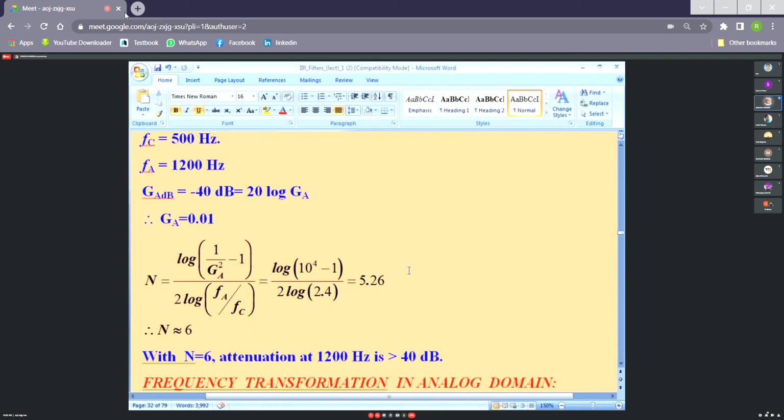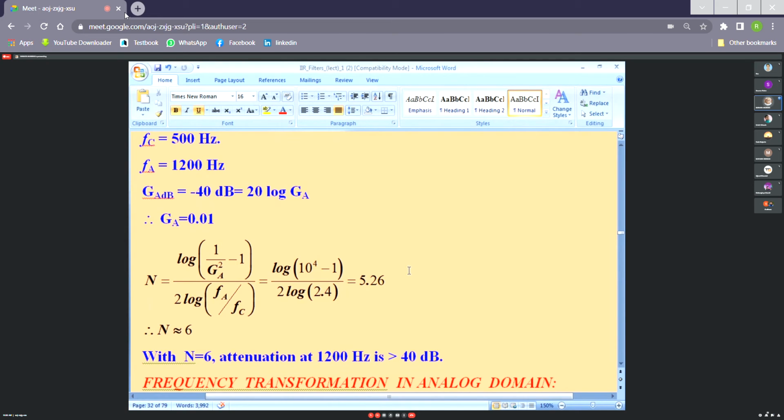Do not round off n to a value of 5. The value of n must be an integer value, isn't it? If, instead of 5.26, you consider it as 6, then the attenuation at that frequency 1200 Hz will be more than 40 dB. So the requirement of having an attenuation of at least 40 dB is met.